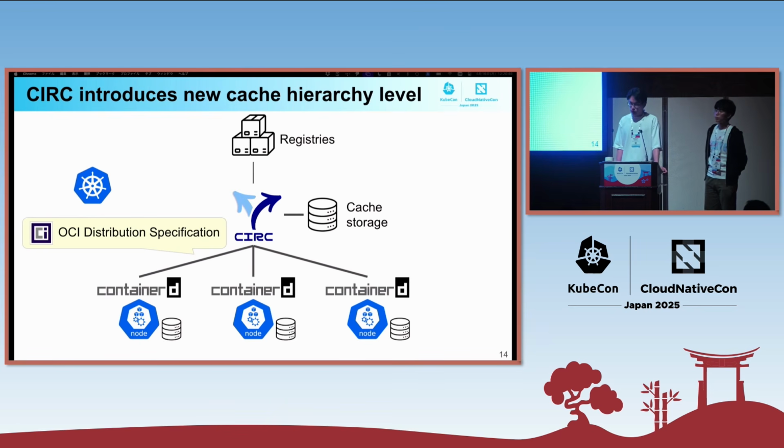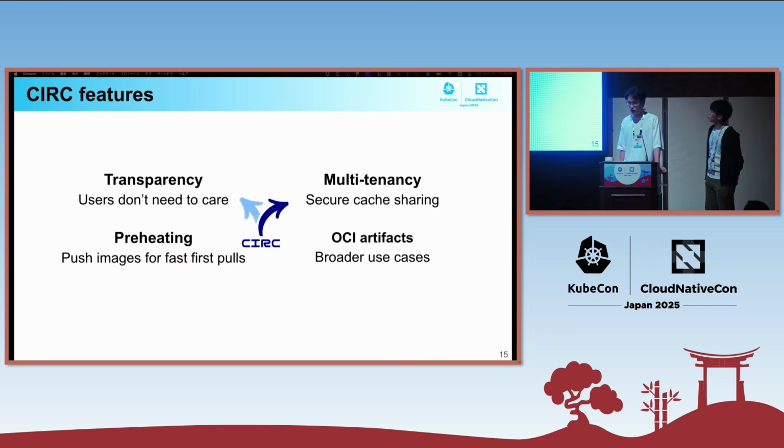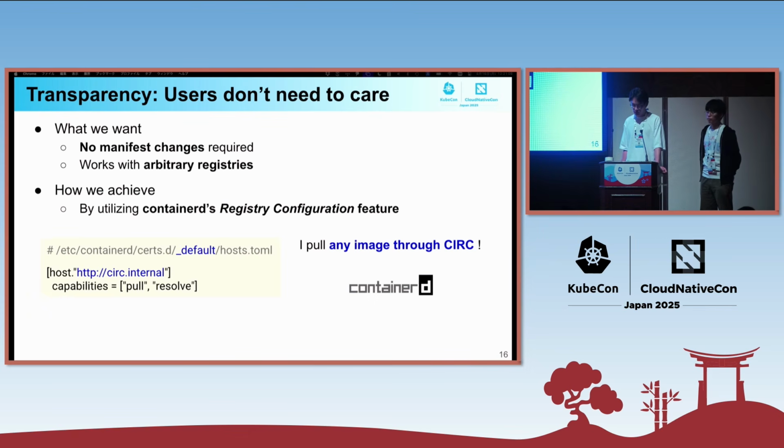That's the overview of how CIRC works. So next, let's explore CIRC features. I will talk about 4 features: transparency, multi-tenancy, preheating, and OCI artifacts. Let's dive in. First is transparency.